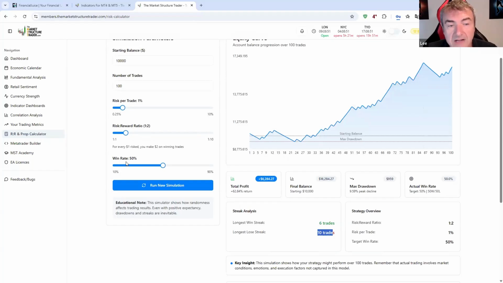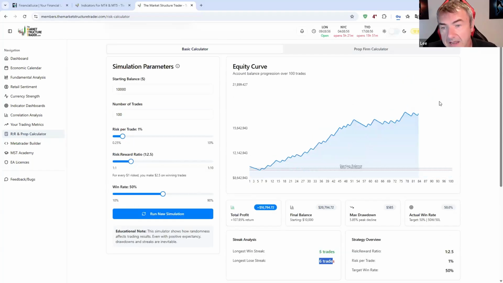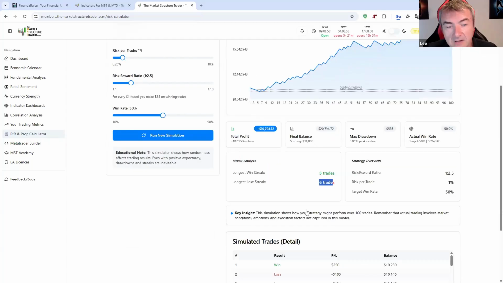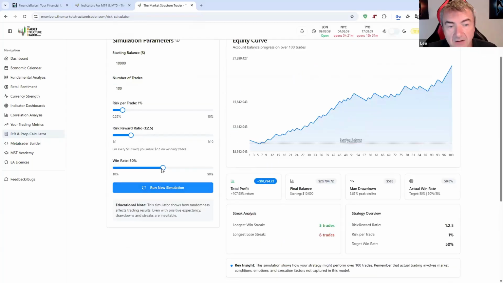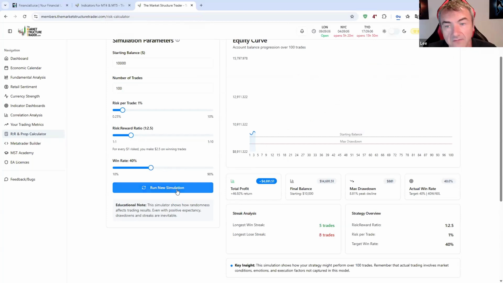And you can also see what would happen if I was to increase to 2.5 R, how that affects your profitability. You can run different simulations on that. What if I was to suddenly only get 40% of my trades right? Would I still make money? Yes, you would. As many times as you run that, the mathematics are the same. You cannot lose money with a 40% strike rate and a 1.25 risk reward.